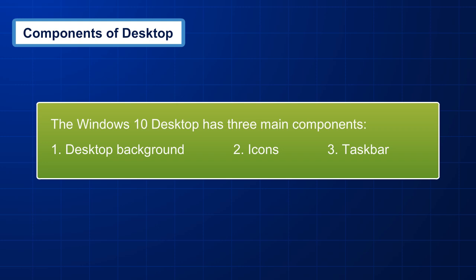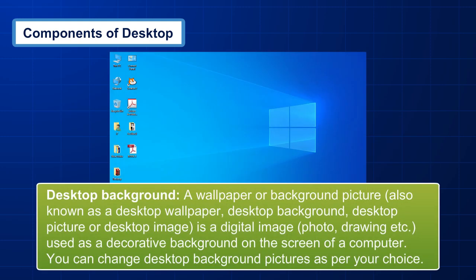Components of desktop. The Windows 10 desktop has three main components: 1. Desktop background, 2. Icons, 3. Taskbar. Desktop background. A wallpaper or background picture, also known as a desktop wallpaper, desktop background, desktop picture or desktop image, is a digital image, photo, drawing, etc. used as a decorative background on the screen of a computer. You can change desktop background pictures as per your choice.